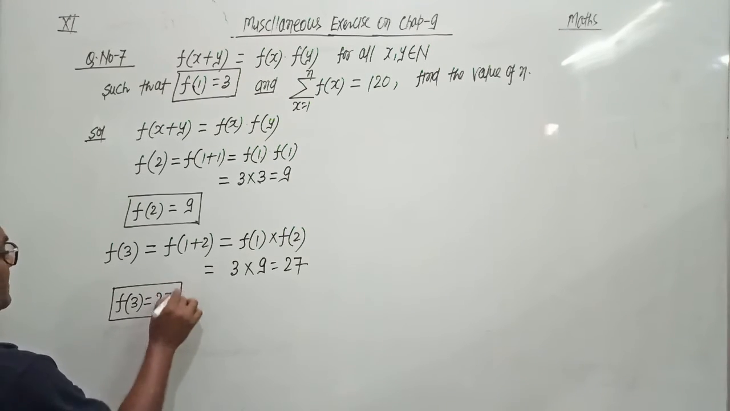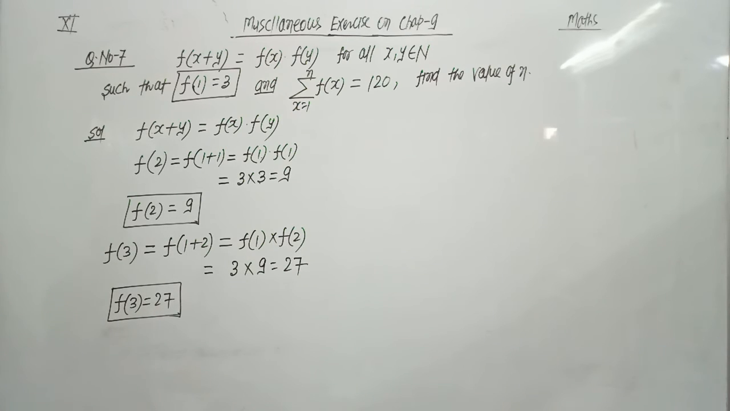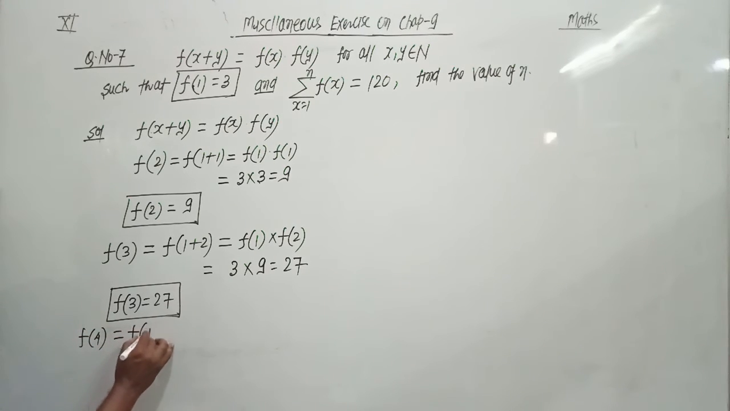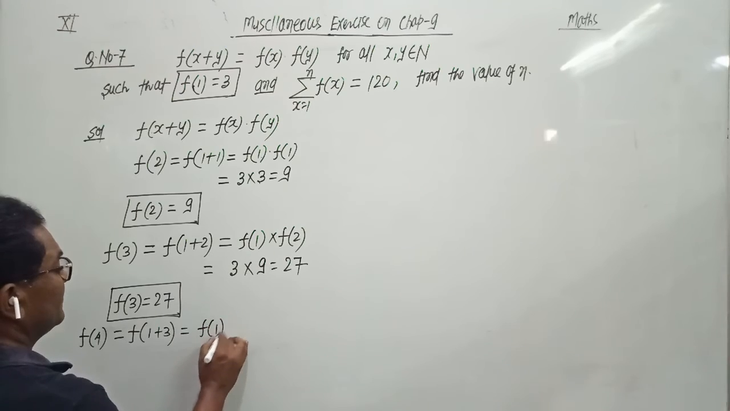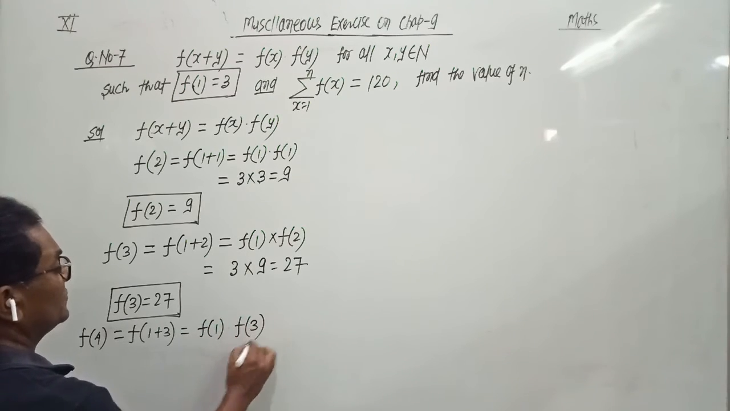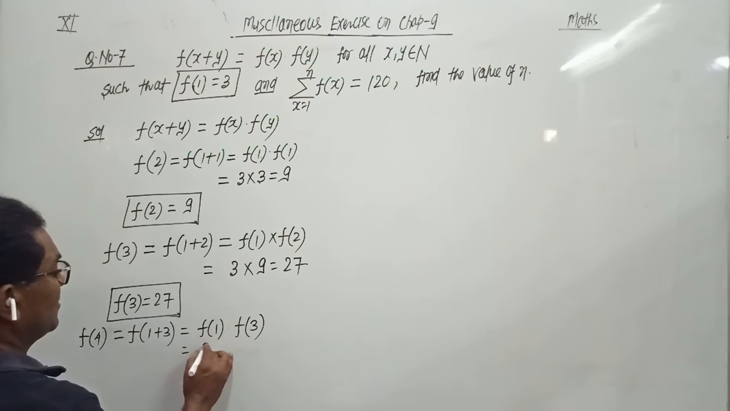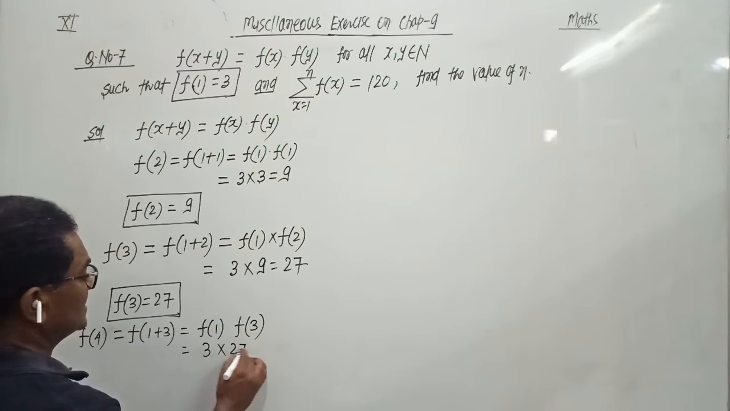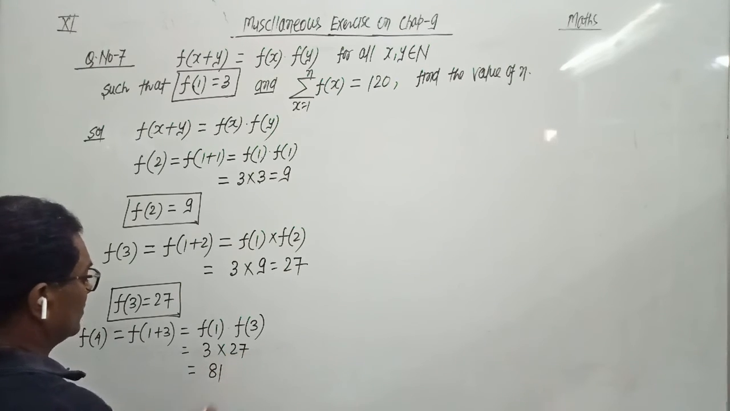In the same way, we can calculate the value of f of 4. So f of 4 can be written as f of 1 plus 3, and f of 1 plus 3 is written as f of 1 into f of 3. The value of f of 1 is 3, and the value of f of 3 is 27. So f of 4 we get 81.